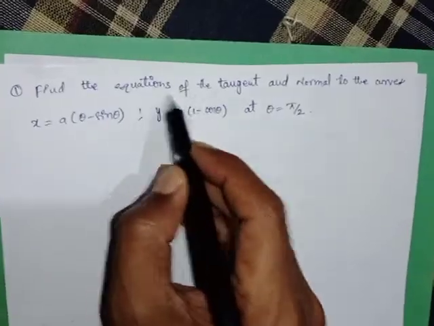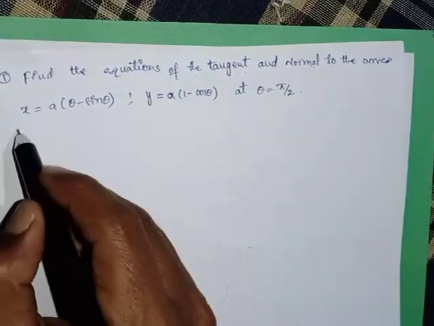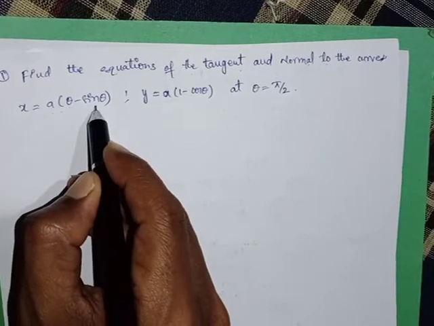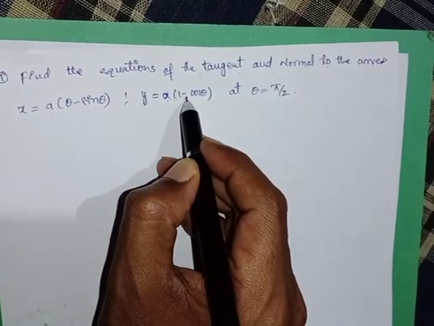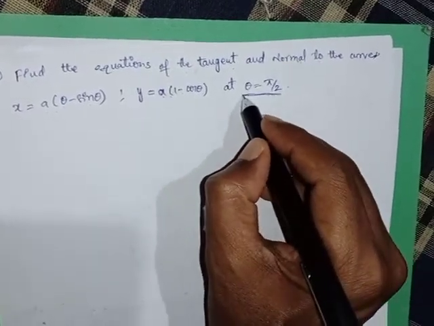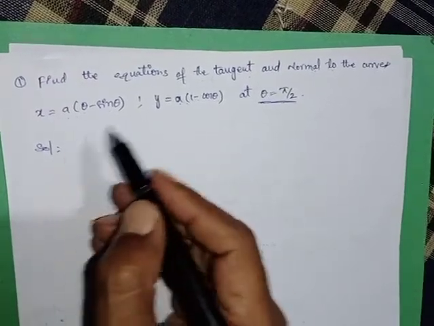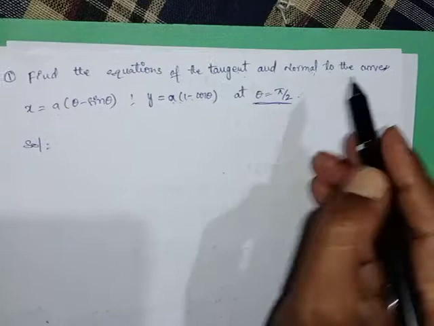Find the equations of the tangent and normal to the curves x = a(θ − sin θ) and y = a(1 − cos θ) at θ = π/2. Solution. See here, we need to find equations of tangent and normal.